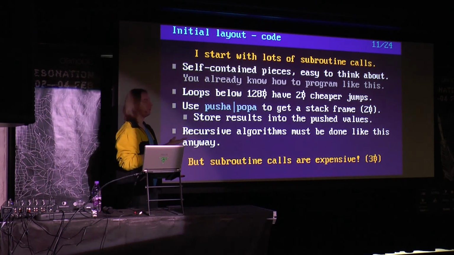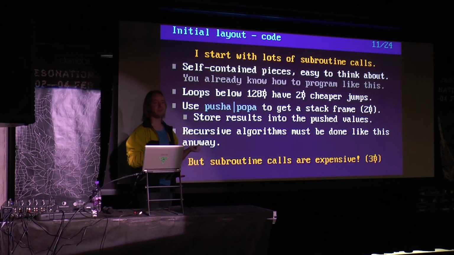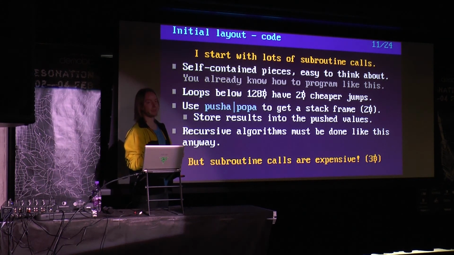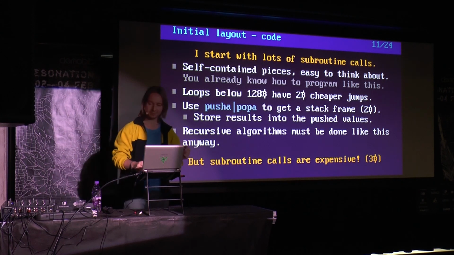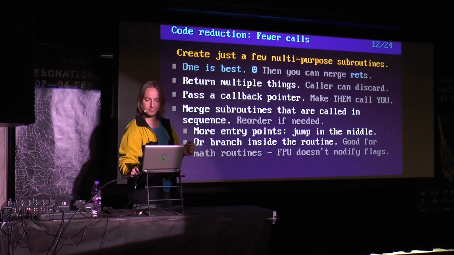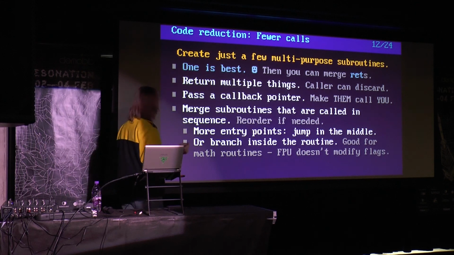And of course, if you need to use recursion, you have to use calls anyway. So it's good to start at that. But we need to start optimizing when we have something like a working version, because subroutine calls take 3 bytes each. So how to do that? Do fewer calls.